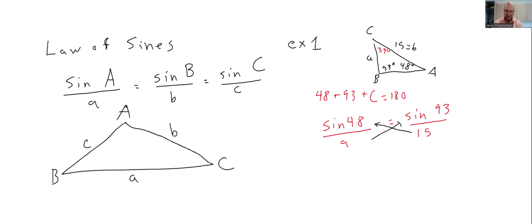Which means I'm doing 15 times sine of 48 equals a times sine of 93 degrees. Make sure you're using a calculator in degree mode. If you're using the Chromebook, it probably comes up in radian mode, so make sure you switch it. Now, to solve, I will divide both sides by sine 93.